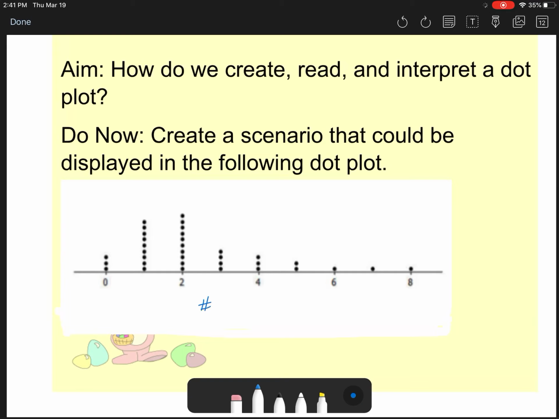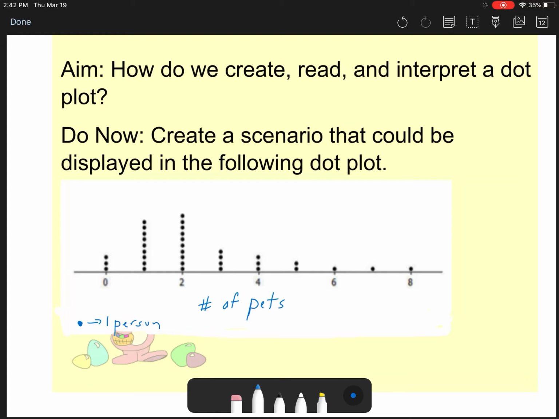Number of pets. Okay, and each dot is going to represent a person. One person.